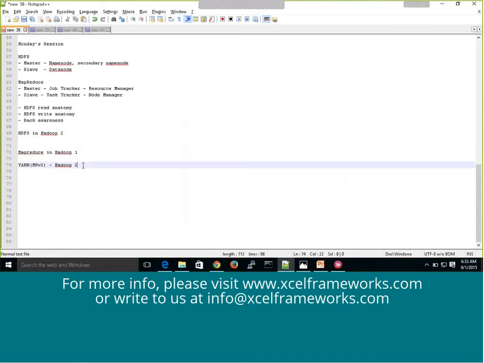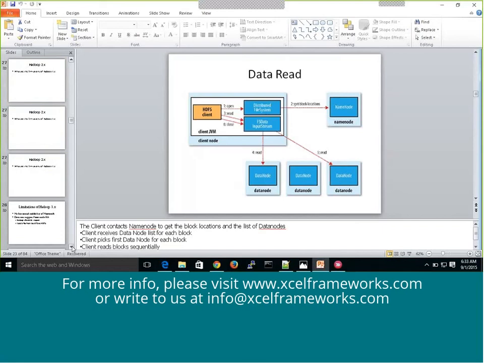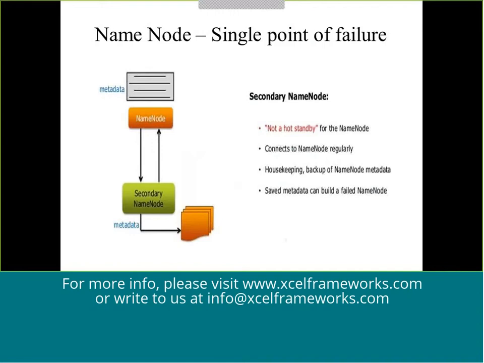Now let's talk about MapReduce. Let me show the diagram that I opened. This one we talked about. Before I move forward, any questions? Okay, let's talk about the secondary name node also. That will complete our HDFS part. The HDFS core components will be completed, and then we can move into MapReduce.